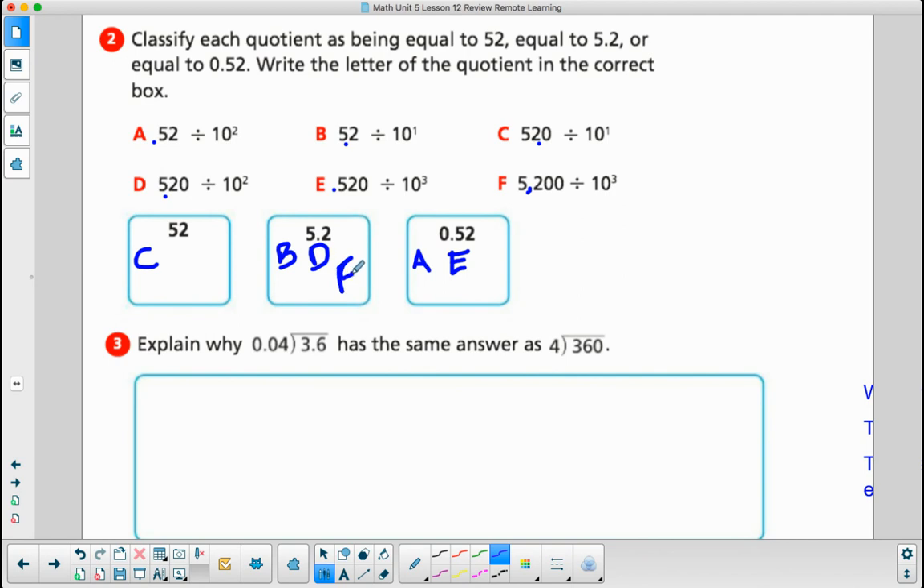And of course, if you still don't understand any of these, please email your math teacher to go over it with you, or even me. I'll be happy to do it with you too.